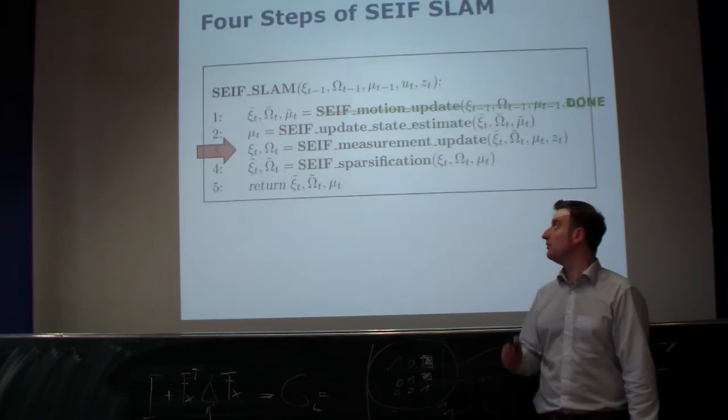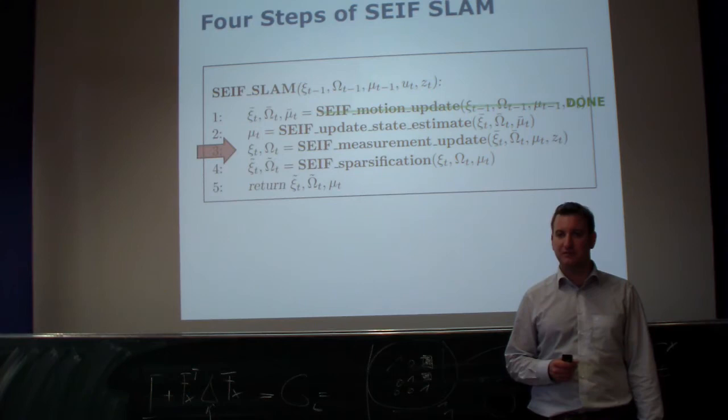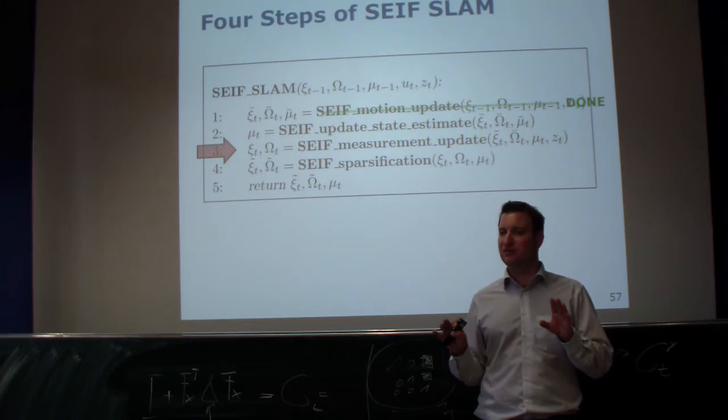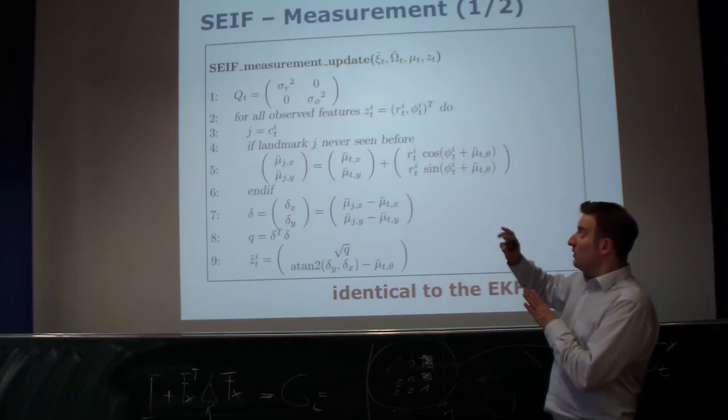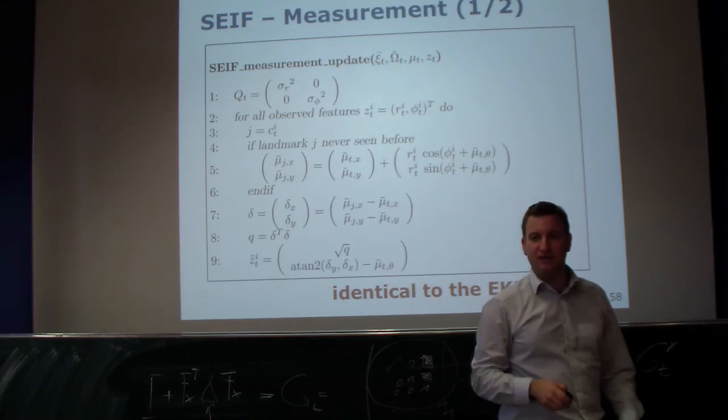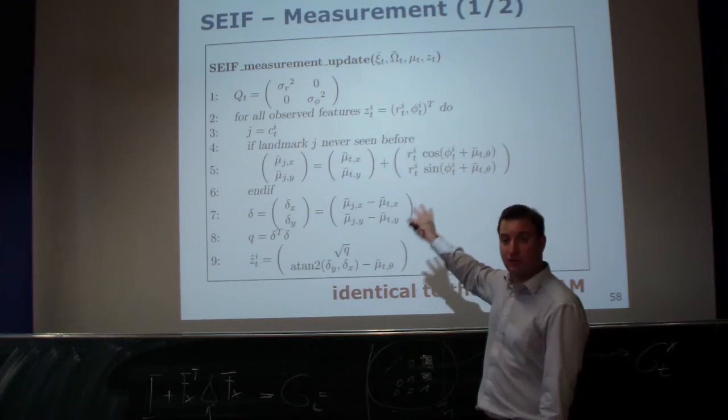Next thing I would like to do is the measurement update. This is not tricky at all. As you may remember, from the extended information filter, the motion update was the really tricky part, the rest was simply easy. So the same applies here. You see here is the beginning of the SEIF measurement update, and this is the one-to-one copy from the Kalman filter. What happens? We have our covariance matrix, which tells us the uncertainty of the measurement. Really complete copy-paste. Then we iterate over all observations we have.